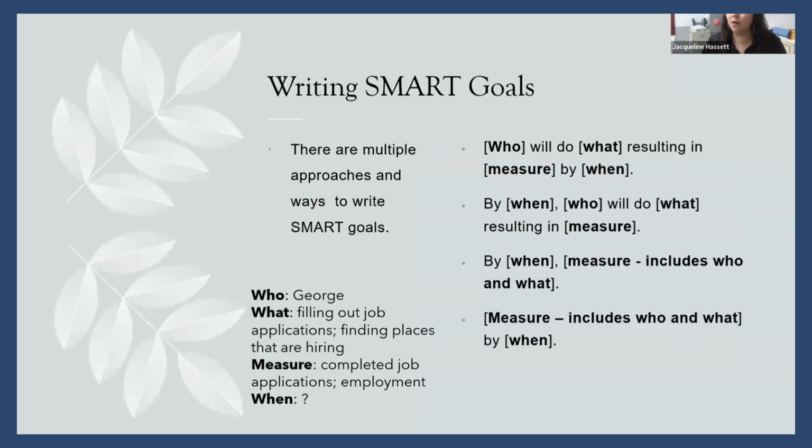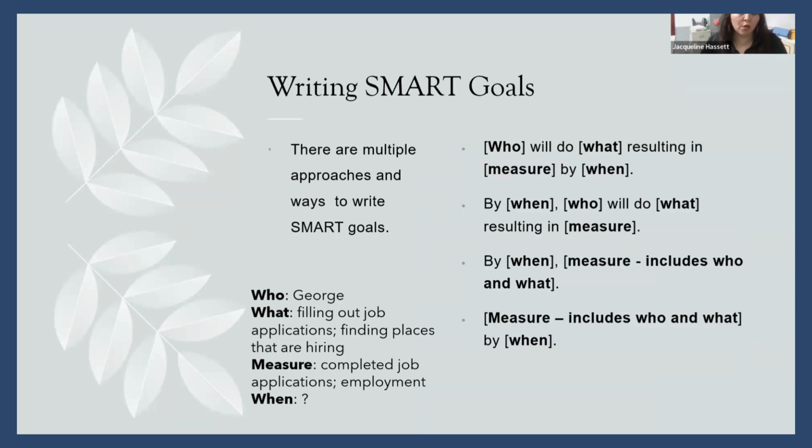All right. So when we're writing SMART goals, it's good to have some sort of template to help you out with this, right? There's a number of ways to do this, and you can see them on the side here. Who will do what, resulting in what measure, by when, right? But you can also switch that around and say, by this time, this person will do this, resulting in this. So there are different ways to write those goals out.